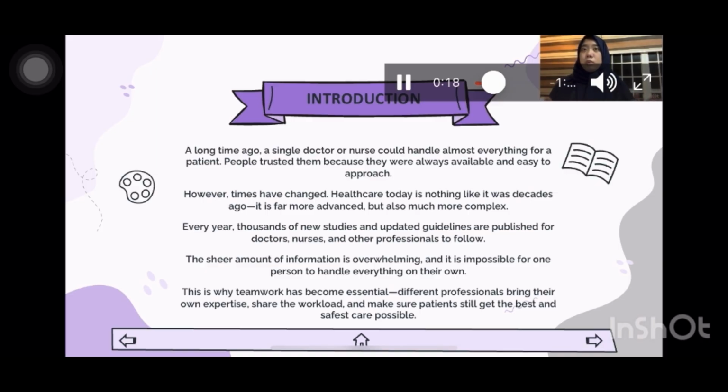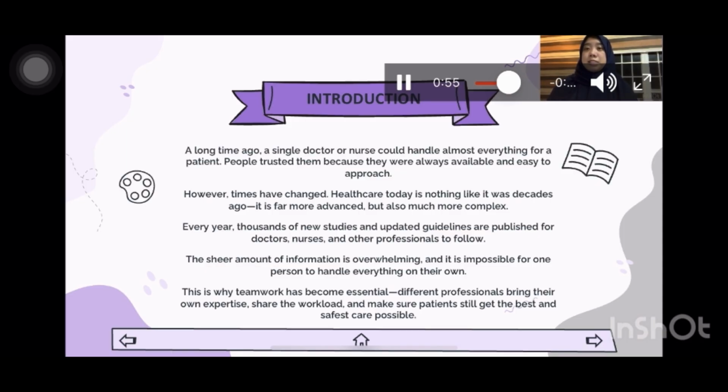A long time ago, one doctor or one nurse could handle almost everything for a patient. People trusted them because they were always available and easy to approach. But times have changed. Healthcare today is nothing like it was decades ago. It is far more advanced but also much more complex. Every year, thousands of new studies and updated guidelines are published for doctors, nurses, and other professionals to follow. The sheer amount of information is overwhelming and it is impossible for one person to handle everything on their own.